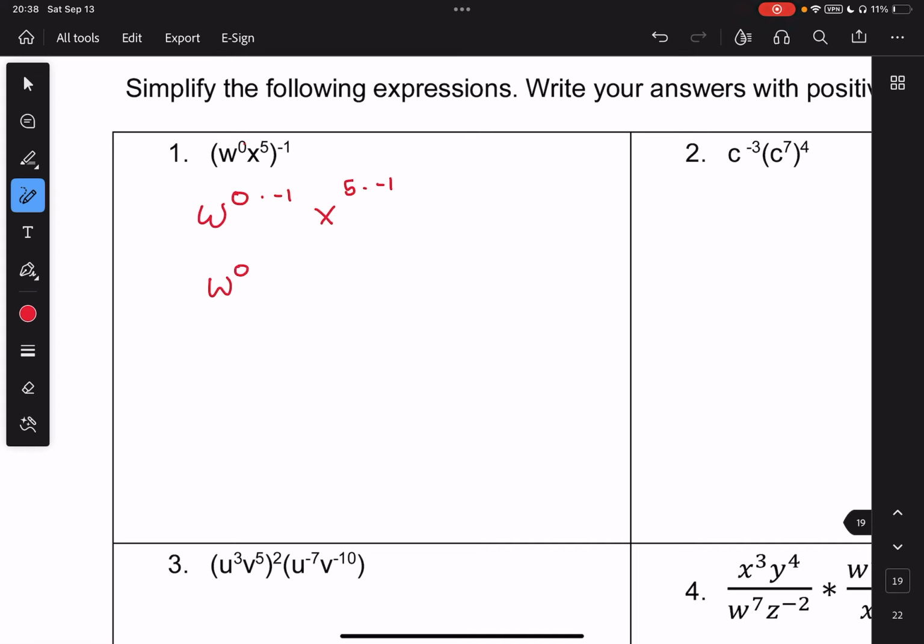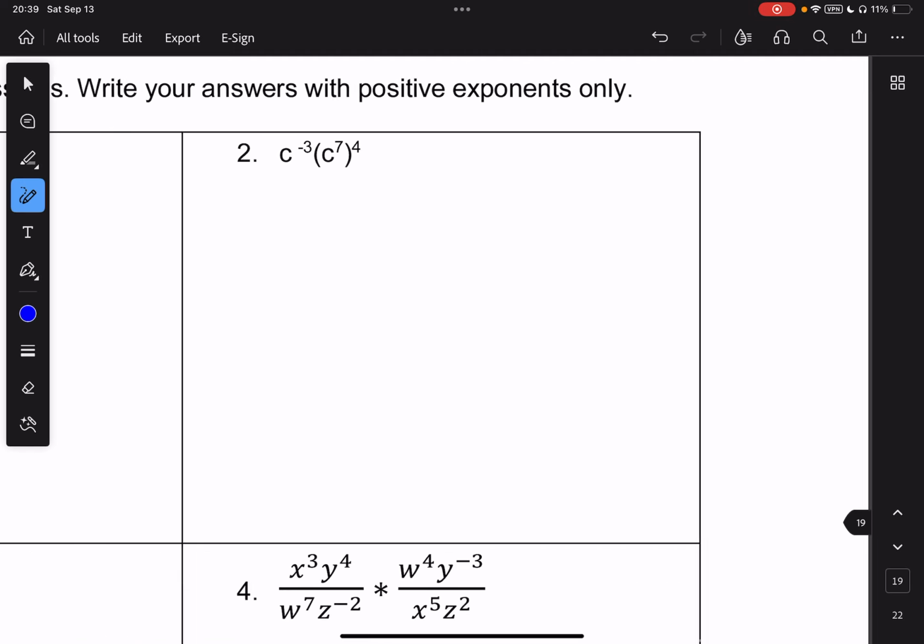Anything to the 0, 0 times anything is just 0, and then we have x times -5. So remember, any number to the 0 power is 1. And then our x to the 5th, remember when it's a negative power, we put it over in the denominator of a fraction. So this just becomes 1 over x to the 5th.